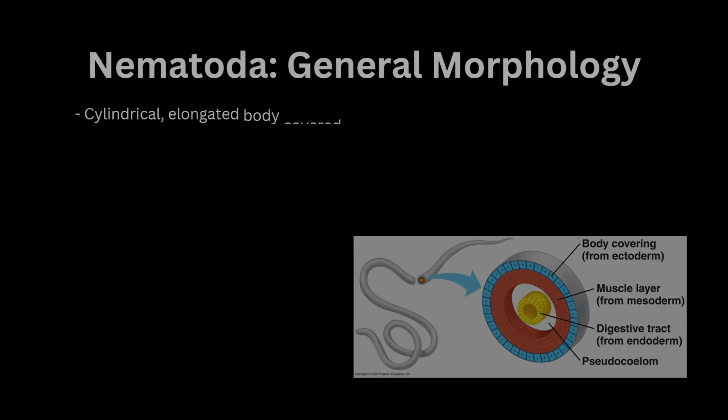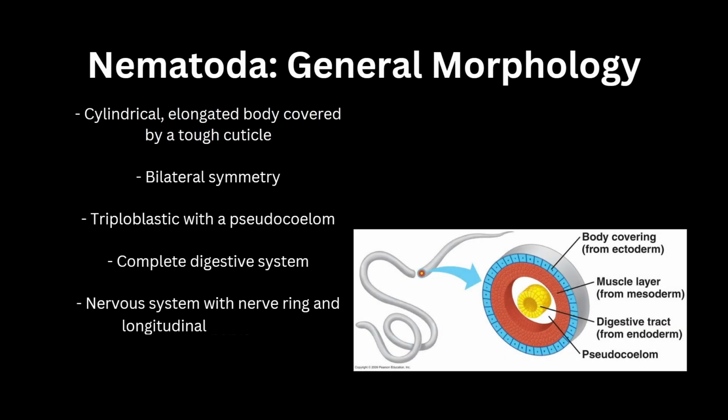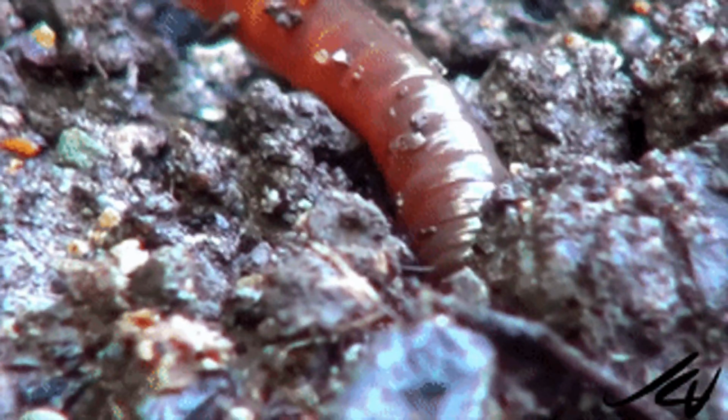Up next is Nematoda general morphology. Nematodes have a simple, efficient body plan. Their cylindrical, elongated, and unsegmented body is covered by a protective outer layer known as the cuticle, which is shed periodically through a process called ecdysis. This tough cuticle provides structural support and protection against harsh environmental conditions.